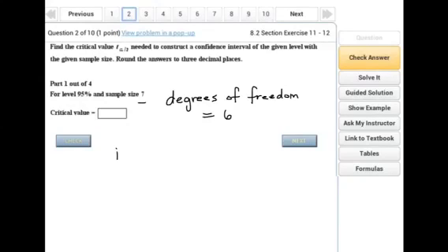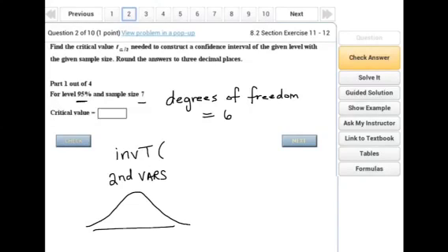The first is to use the calculator if you have this feature, and it's inverse t. And we get to inverse t by pressing second and vars, just as you would to get to normal CDF or inverse norm. So inverse t, and then we need to figure out for a confidence level of 95%, what is it we're actually looking for?